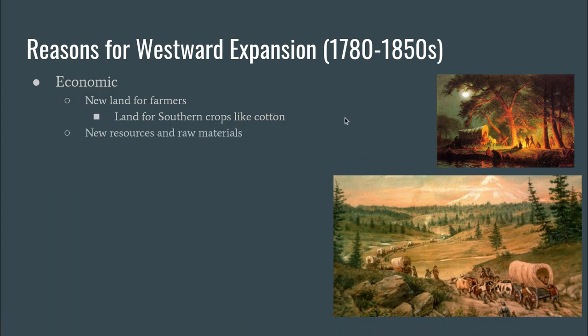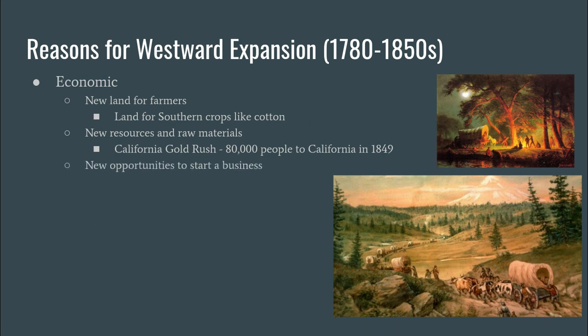New resources and raw materials. An example of this, which you will read about tomorrow, is the California Gold Rush, where gold was found in California. And in 1 year, 80,000 people traveled to California in search of gold and the opportunity and the riches it would give them. Also, westward expansion offered new opportunities to start a business. There were low prices for this new land, so it was cheap that people could buy.